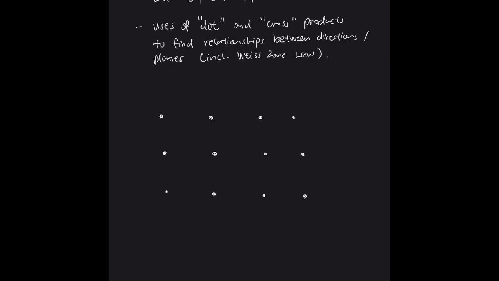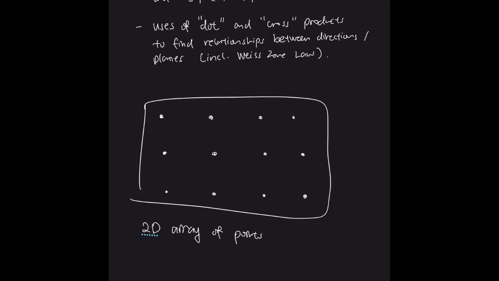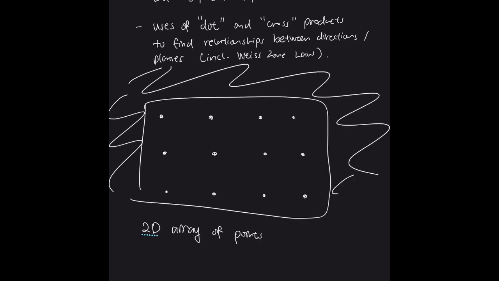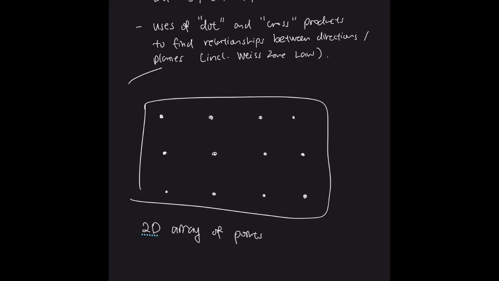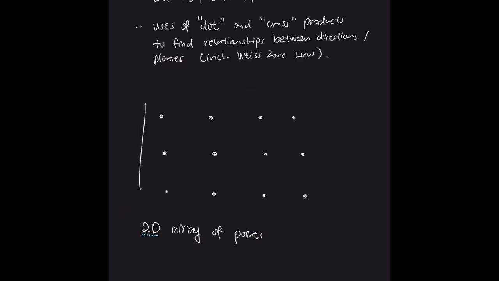Okay, so I shouldn't call it a lattice yet because it's just a two-dimensional array of points. It doesn't have to be two-dimensional, and later on we can move on to the three-dimensional case, but just imagine this repeated through space. So it continues infinitely.